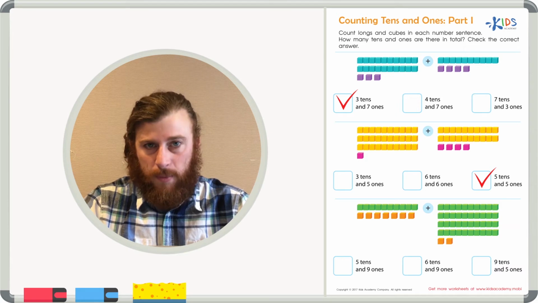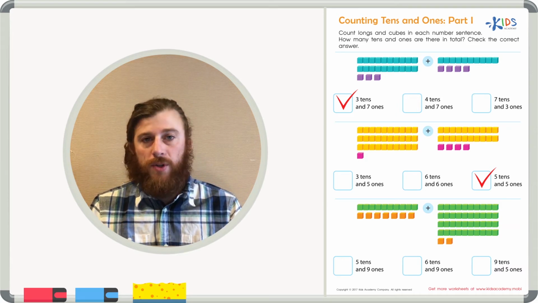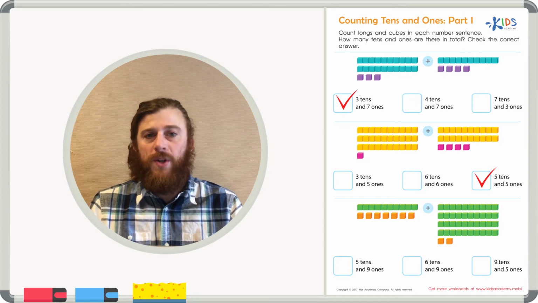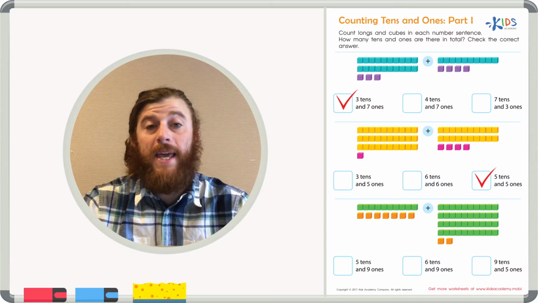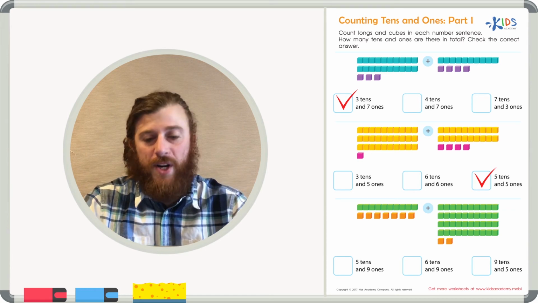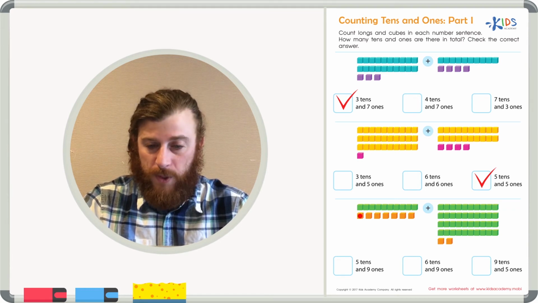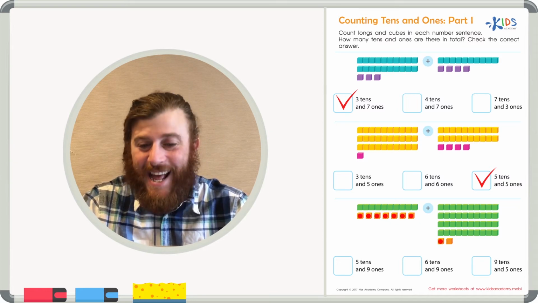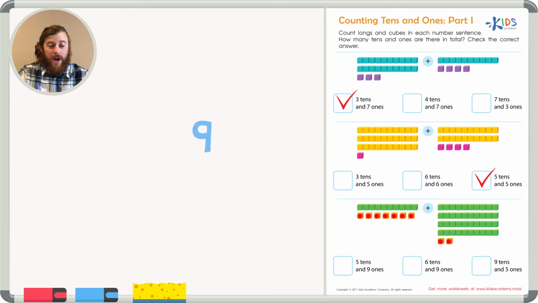In our final example, again, we're going to start by counting the ones. Let's count them all together so that way we know what the total of ones are. Let's start by counting the cubes on the left side of the equation. We have 1, 2, 3, 4, 5, 6, 7, 8, 9. I count 9 ones in total.